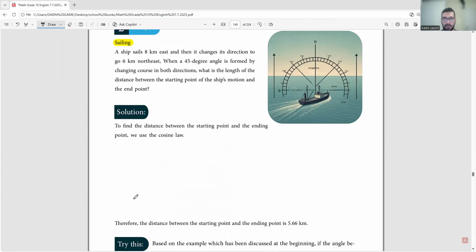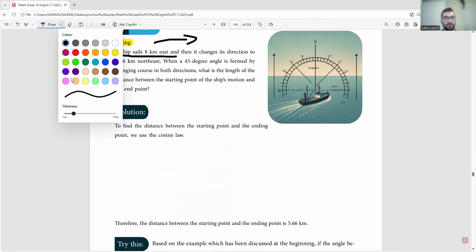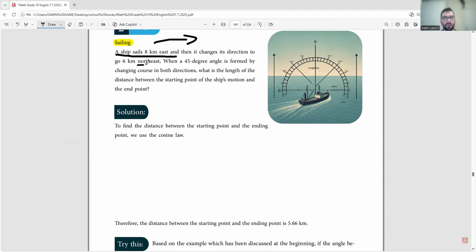So it says a ship sails 8 kilometers east. Basically, on a map, east means right. And then after that, they change direction to, let's say, northeast, 6 kilometers, okay? And they say the angle that is formed between them is 45 degrees, okay?